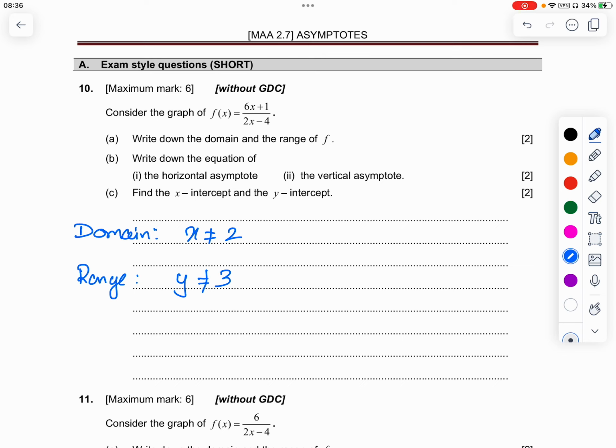Now write down the equations for part B. That one was part A. Part B, horizontal asymptote. The horizontal asymptote was y equals 3 and the vertical asymptote was x equals 2. X-intercept and y-intercept. X-intercept means y equals 0.